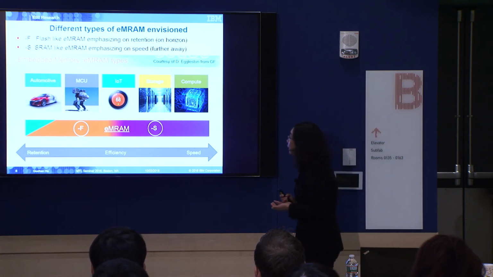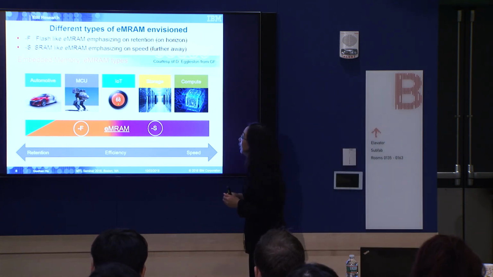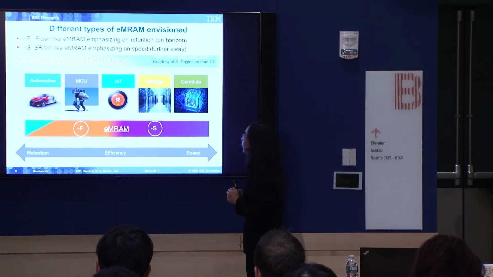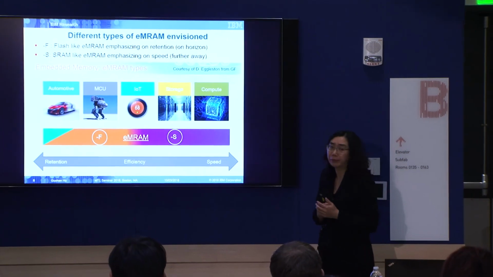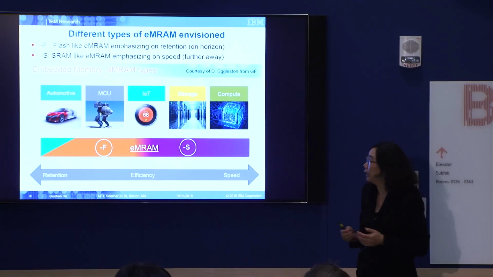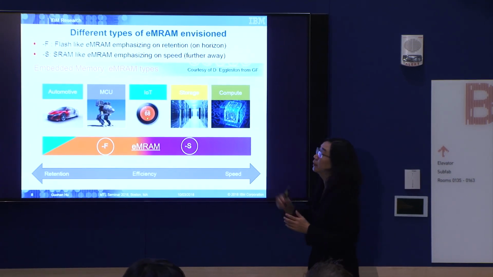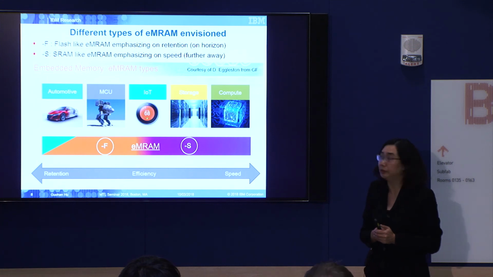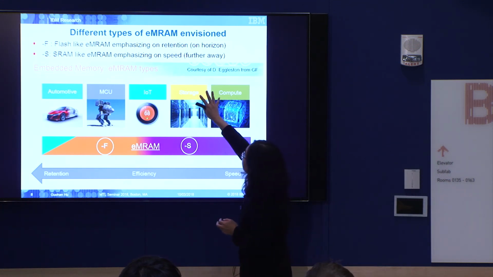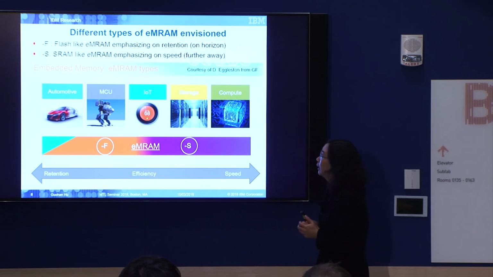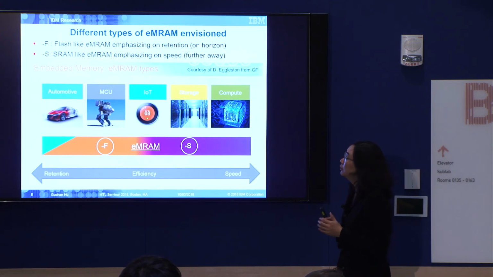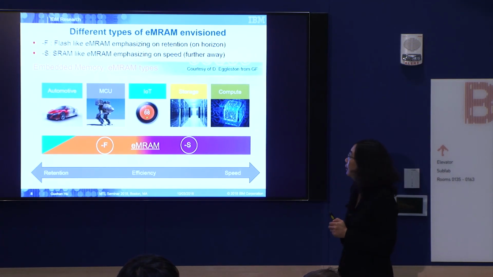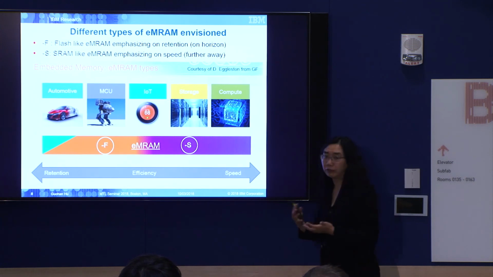So what people see right now is two kinds of memory. One is called flash-like embedded memory. This is to replace the embedded flash we have nowadays, and this one is really on the horizon. I think we are expecting to have a product in a year or two. And the second one is really further away, the so-called SRAM-like embedded MRAM. This one emphasizes speed.